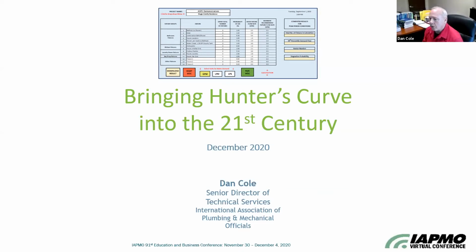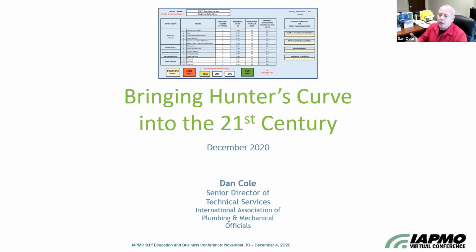The reason why we're calling this Bringing Hunter's Curve into the 21st Century is that we really haven't changed the foundation of the method that Hunter used. When you're talking about Hunter's curve, you're talking really about statistics, and terms such as the binomial distribution. That's the method that Hunter used to create his curve. We'll get into this a little bit and explain it to you.